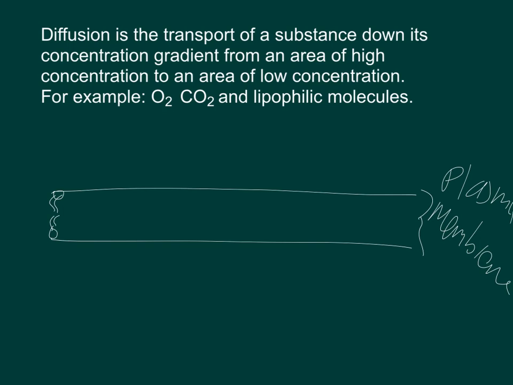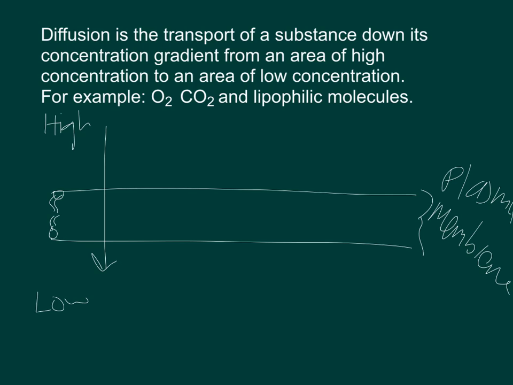So in biology, diffusion is when a substance goes from an area of higher concentration straight across the membrane through the phospholipid bilayer to an area of low concentration. So we say they're going down their concentration gradient. And with diffusion, it's diffusing straight through the plasma membrane. It's not using any transport proteins of any type.